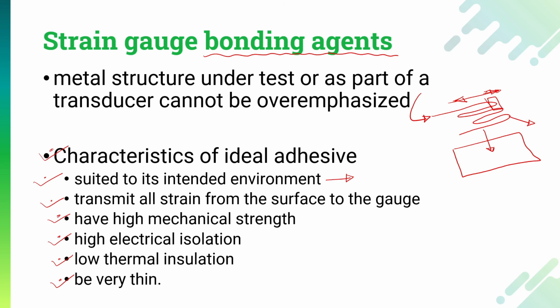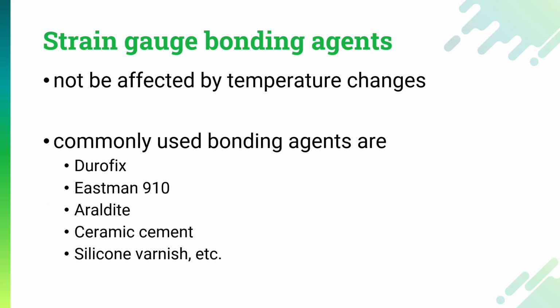Now let us talk about some of the most commonly used bonding agents. The very first is Durofix, then Eastman 9110, then Araldite, then ceramic cement is one of the most commonly used ones, and the last one is silicone varnish. Other than that, there are numbers of bonding agents which are used. These are some of the most common materials.